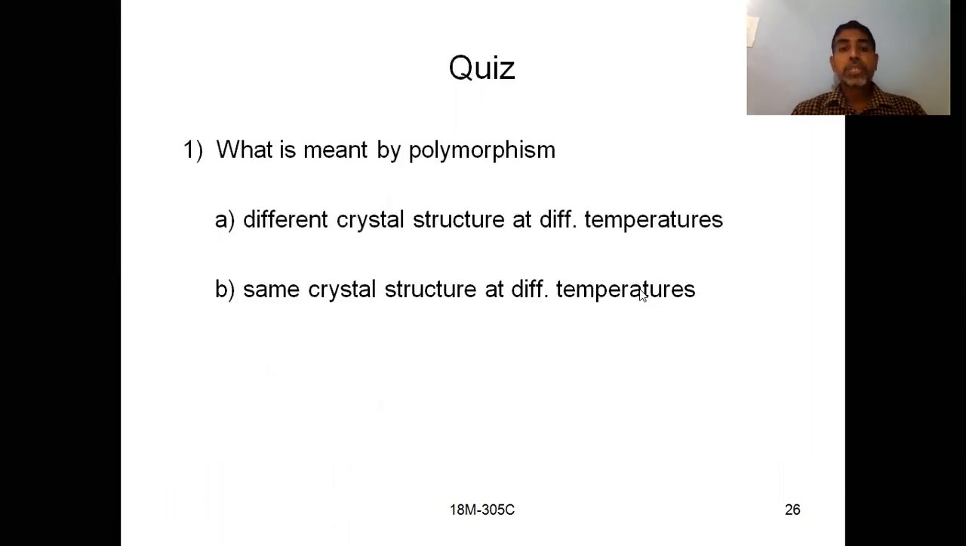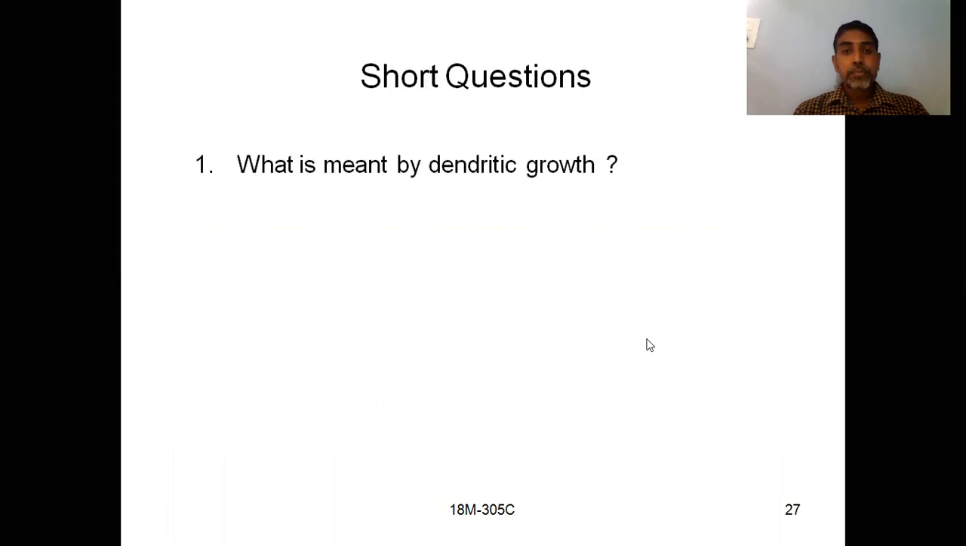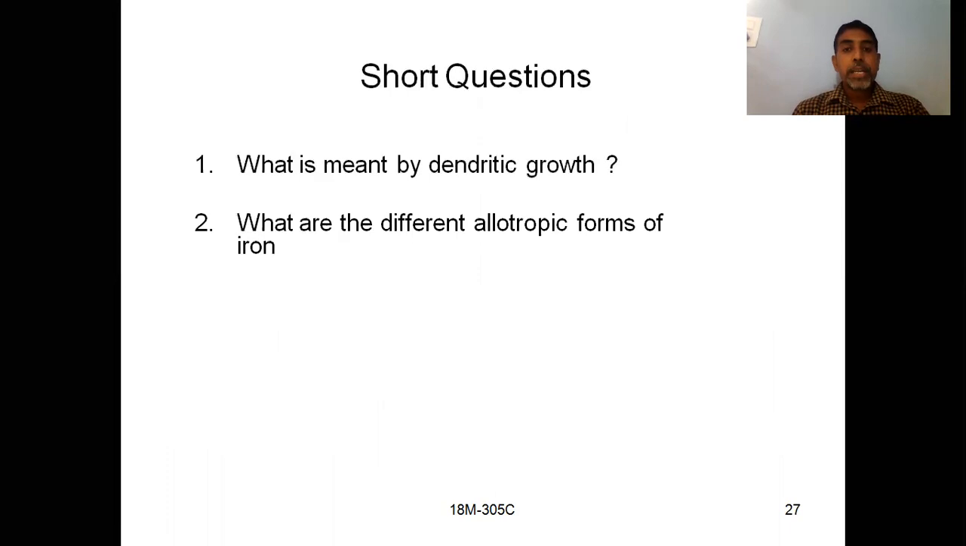If you go for the quiz questions, we are having a few quiz questions here. What is meant by polymorphism? Just now we have discussed, it is having different crystal structures at different temperatures. So the answer is different crystal structures at different temperatures. And what is meant by dendritic growth? If you go for the short questions, with an example and a diagram, you have to explain this dendritic growth: nucleation formation and the growth of the grain in dendritic form.